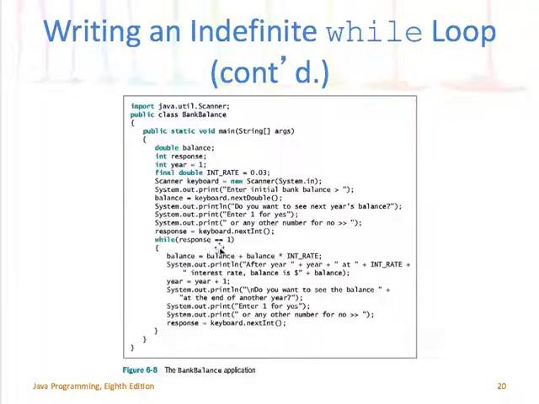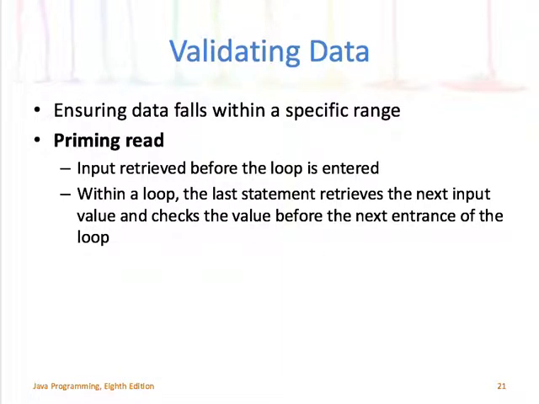While response equals 1. This right here will be a good exercise for you guys to enter. Maybe we'll have you do that. Validating data, ensuring that data falls within a specific range. Your priming read, input retrieved before the loop is entered. Within a loop, the last statement retrieves the next input value and checks the value before it's entered.